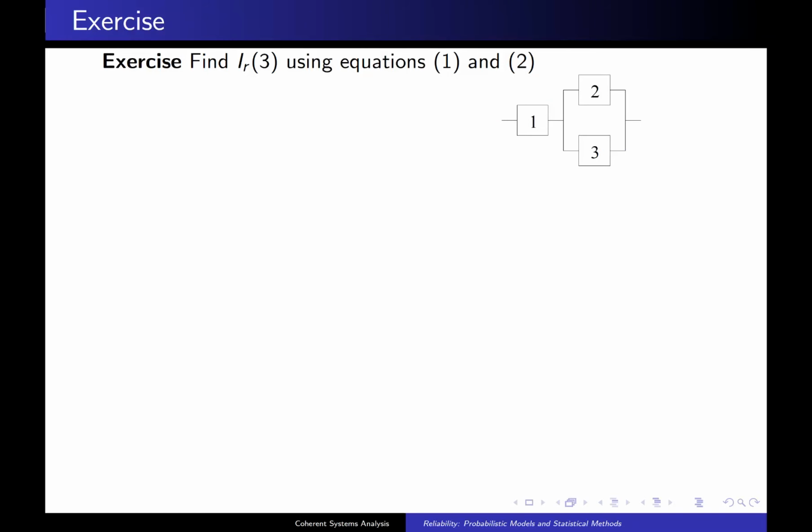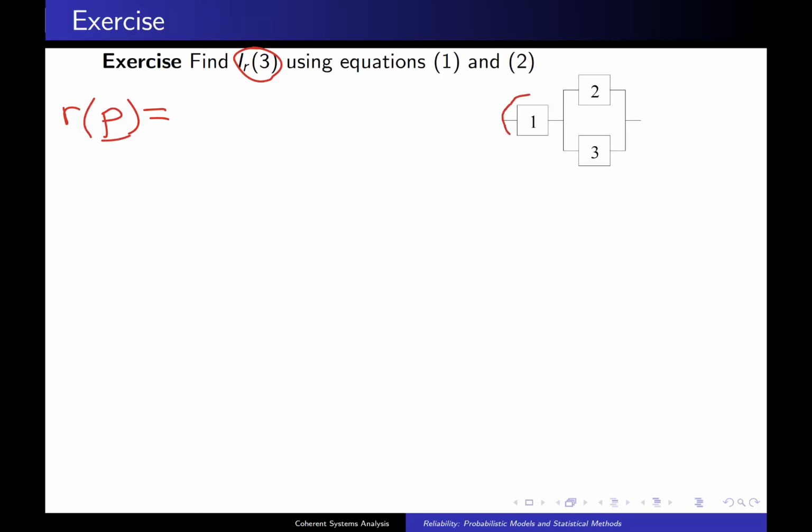The last example here is to find the reliability importance of the third component using two different methods, equation 1 and equation 2. So we start out by writing the reliability function R of P. Now notice that the P with the line underneath it in this particular setting means P1, P2, P3 as arguments.